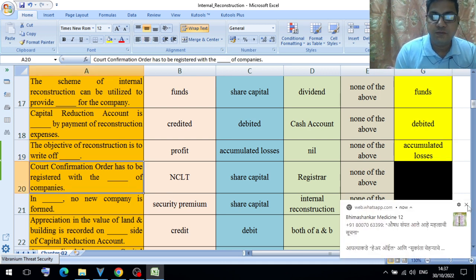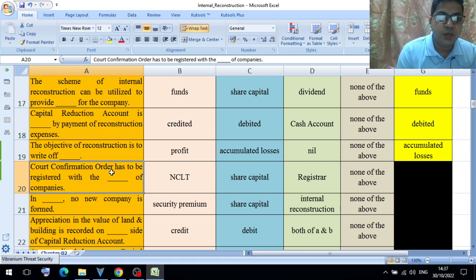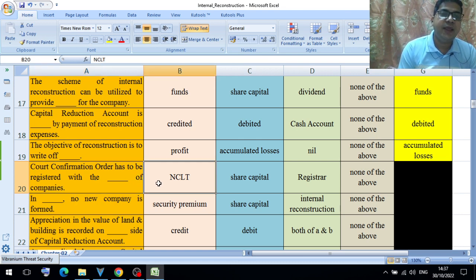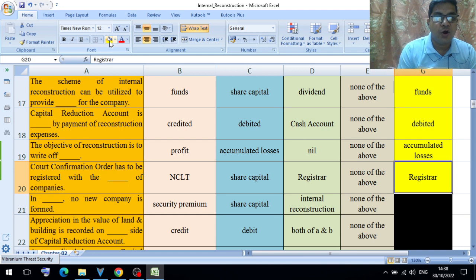Court confirmation order has to be registered with the dash of company. Option A, NCLT. Option B, share capital. Option C, registrar. Option D, none of the above. So here the answer is registrar of companies.